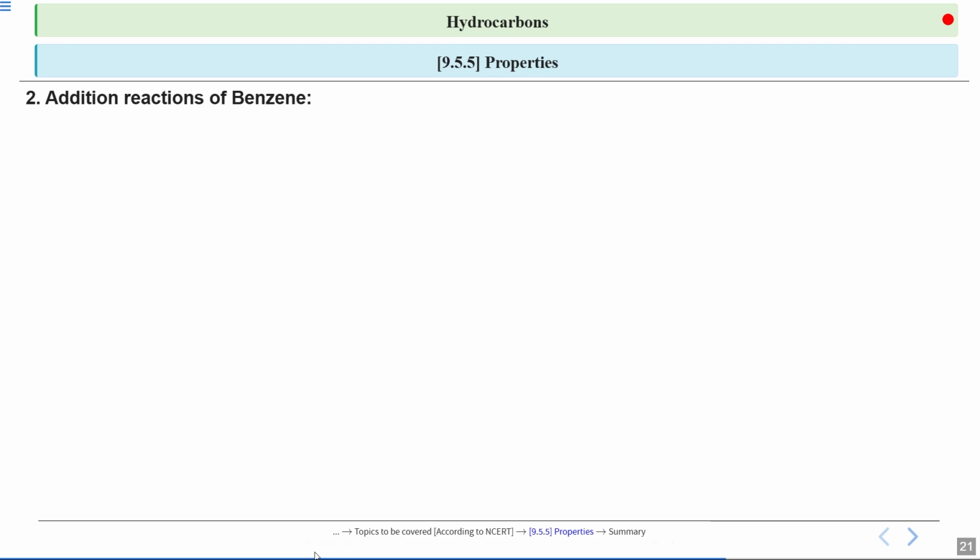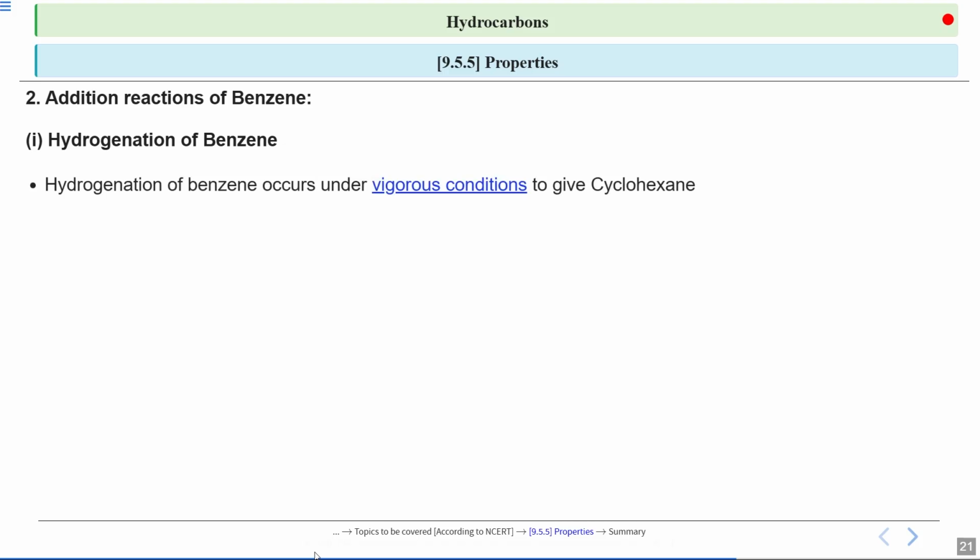Now we will move on to the next reaction of benzene, which is addition reaction. First, let us look at hydrogenation of benzene. Hydrogenation means adding hydrogen atoms to a molecule. In this case, we will see what happens when the benzene ring reacts with hydrogen. Notice that the hydrogenation of benzene does not happen easily. It requires vigorous conditions, which means high temperature and pressure. When benzene is hydrogenated, it forms cyclohexane, which is a saturated ring compound. This shows us that benzene is quite stable and does not react as easily as other unsaturated hydrocarbons.